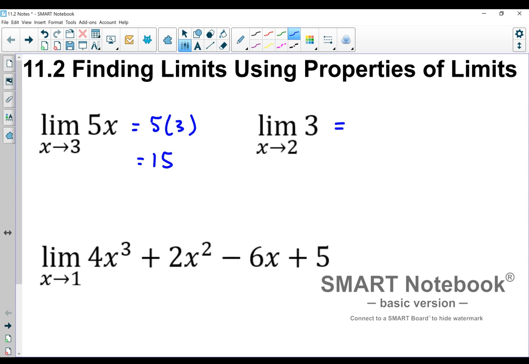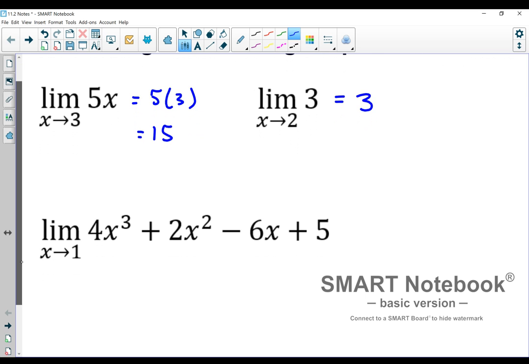And the second one, I have the limit of a constant. So this would be like the limit of the function y equals 3 or f of x equals 3. And I want to know what happens when x is 2. Well, y is always 3, so I'm just going to write down that it equals 3. So this is kind of a tricky one for some people.